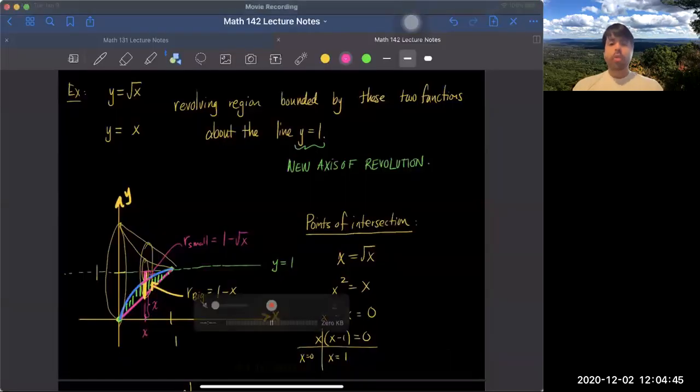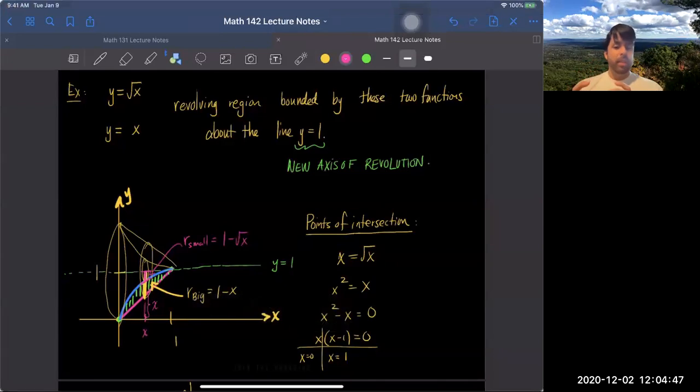So the hard part, guys, is not the calculus anymore. The hard part is the geometry, in particular the coordinate geometry behind it. If you understand the coordinate geometry behind this, then these kinds of problems are not so hard. It may take some time, but you have to consider why the big radius is 1 minus x, and why the small radius is 1 minus square root of x. If you understand that, then you're good.